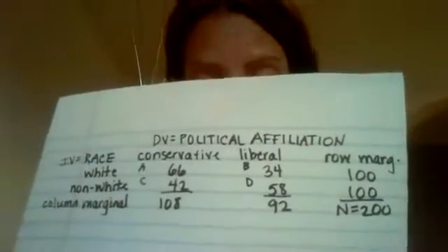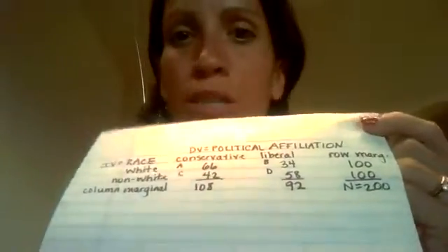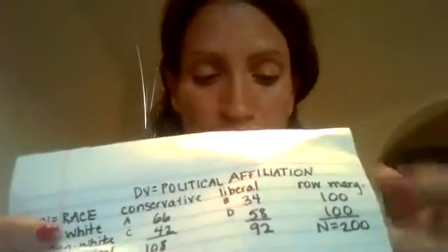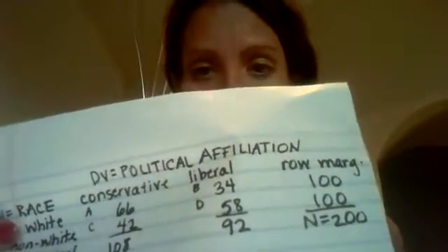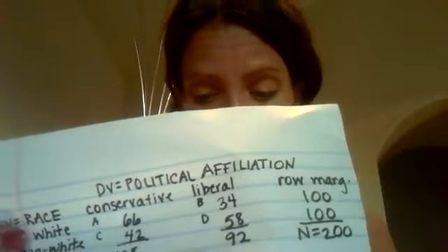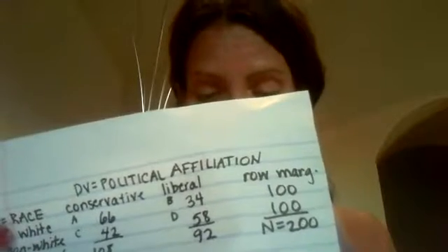Once you have those numbers, you take each cell's observed minus expected frequencies. Do not just put the bigger number first. It's observed minus expected. So for cell A, it's 66, the observed, minus 54, the expected, which is 12. For cell B, it's 34 minus 46, which is minus 12. For cell C, it's 42 minus 54, which is minus 12. And for cell D, it's 58 minus 46, which is positive 12.